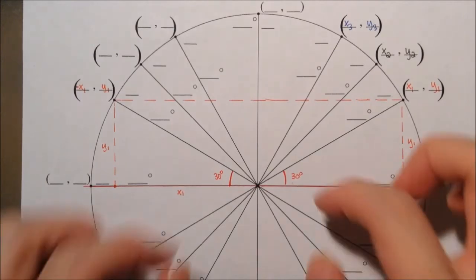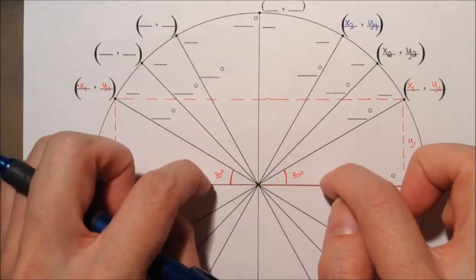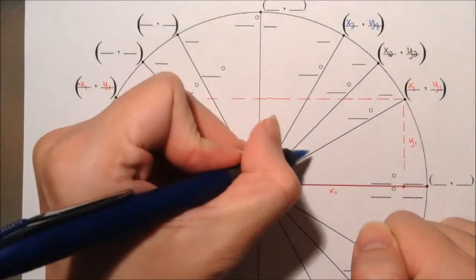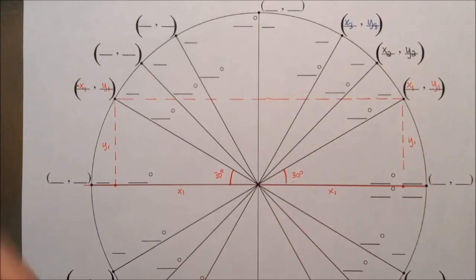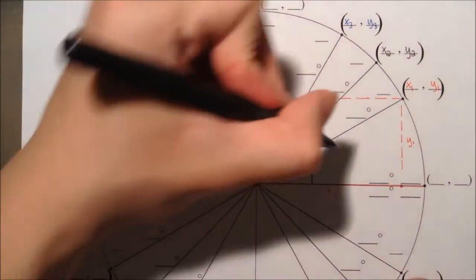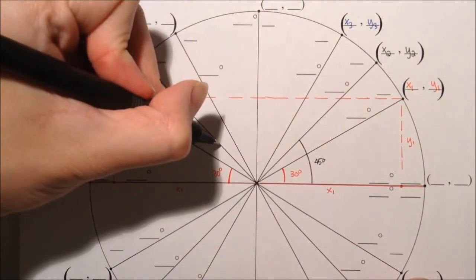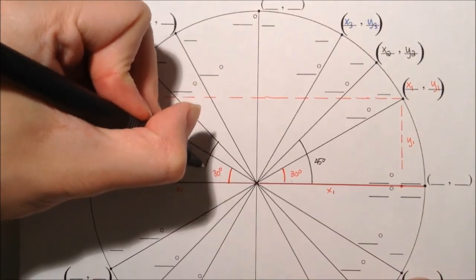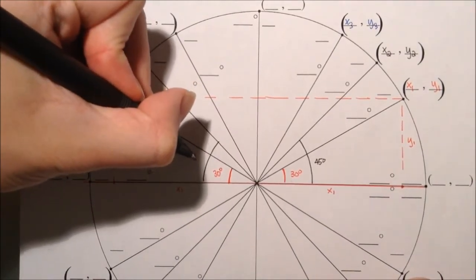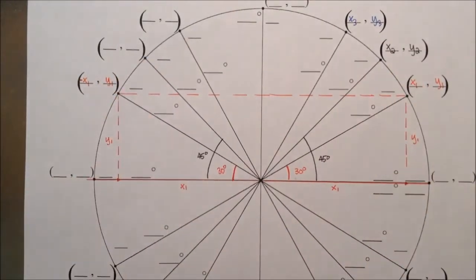Now, using what I learned about these 30 degree angles, the second one is 45 degrees. And let's say that this one is also 45 degrees. And then let's check. I'm going to connect these two dots.